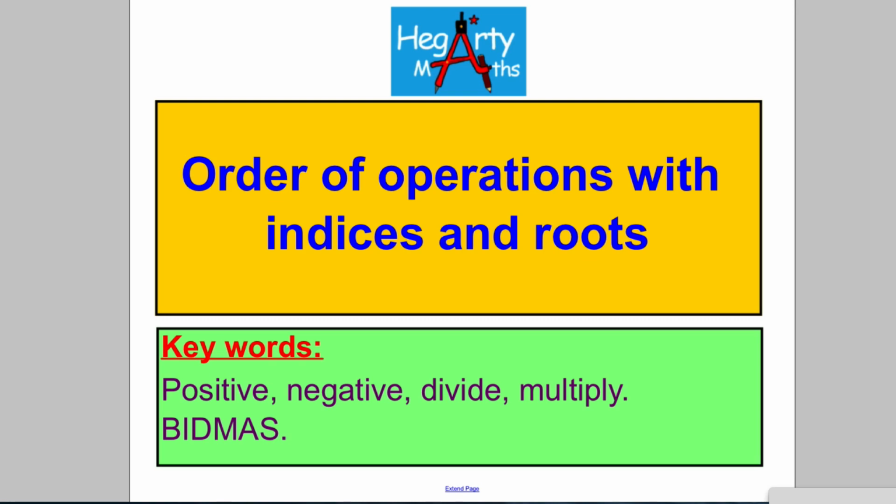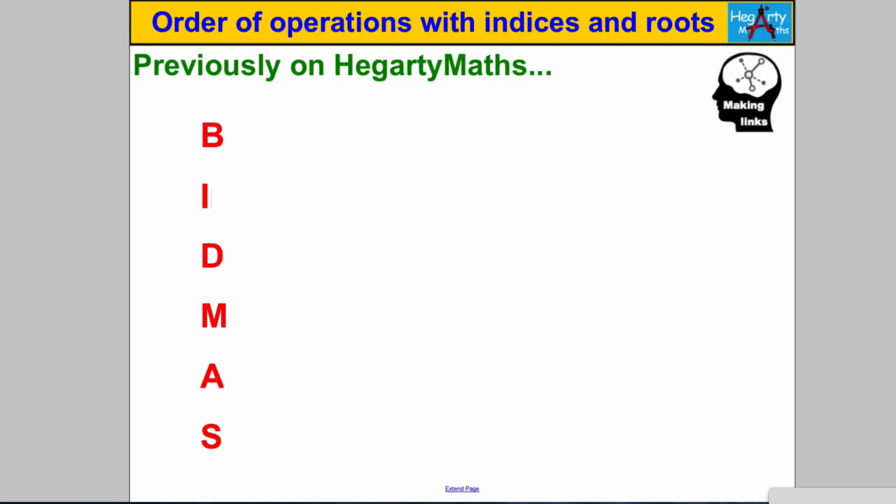It's Mr. Hegarty here, and in this video we're talking about order of operations with indices and roots. So I'd like to start off by recapping what we've learned previously on Hegarty Maths. We've learned about various orders of operation and what order to do them in, and we used BIDMAS as an acronym to help us with a rough outline of what order to do things in.